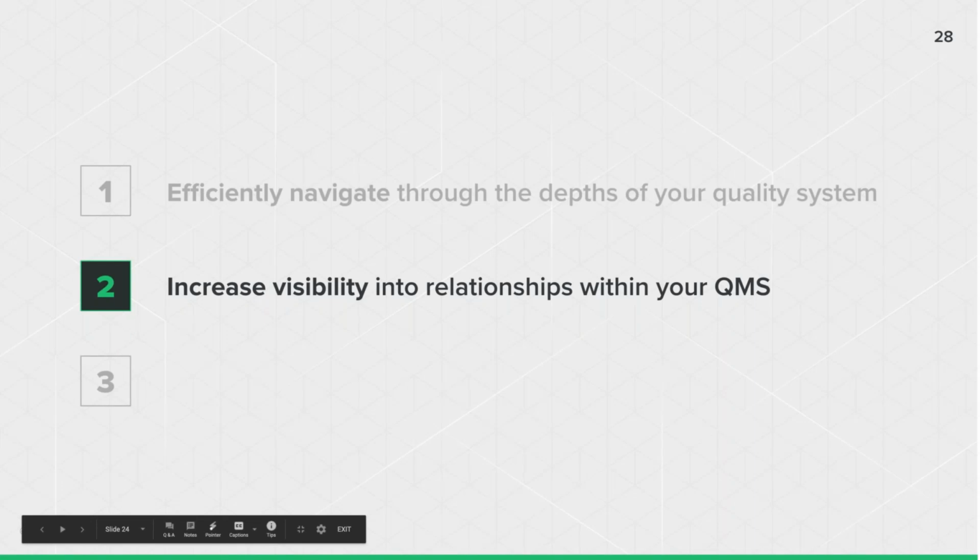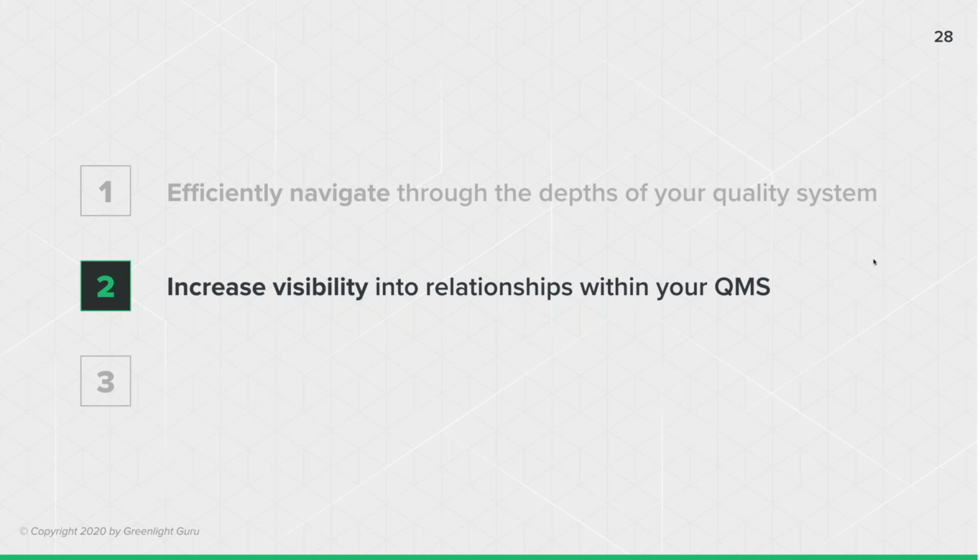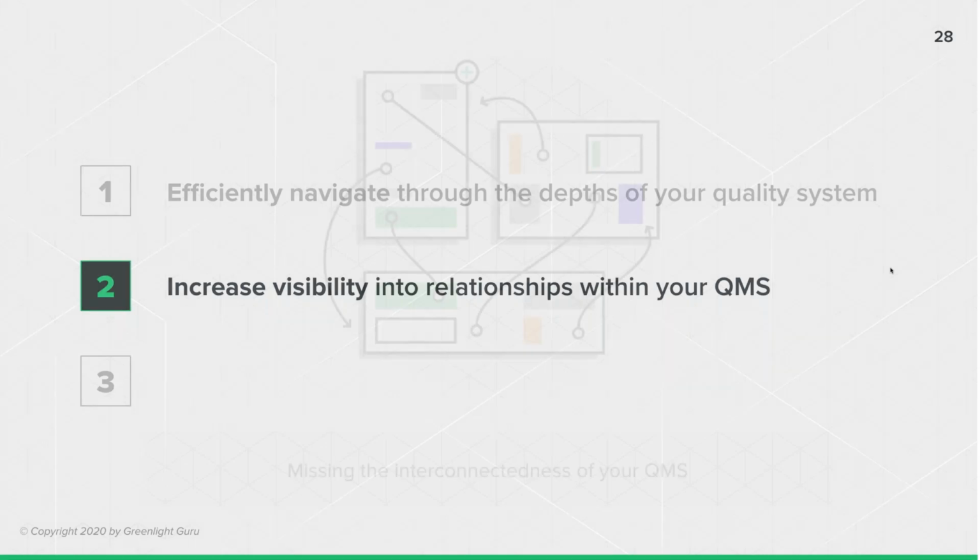So first off, we just want to help you get a better handle on the quality system and how everything is interrelated. The next thing we want to do is really understand the visibility into our relationships here. As you do things, whether it's audits or change orders or CAPAs, you really need to know how everything is related to each other so that you don't miss anything as part of those investigations or audits or impact assessments.